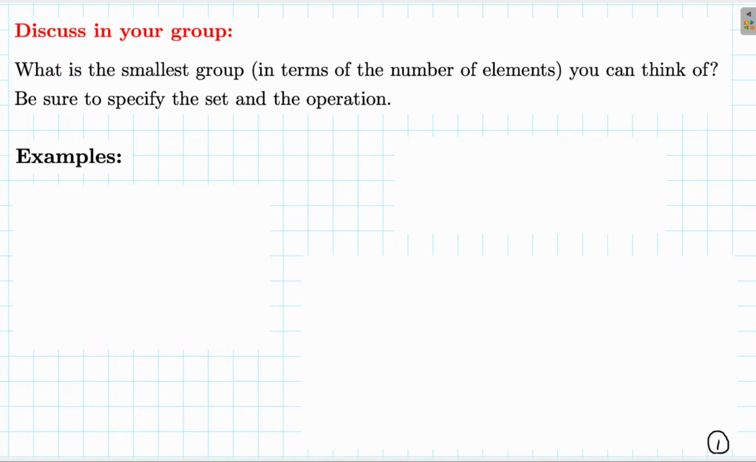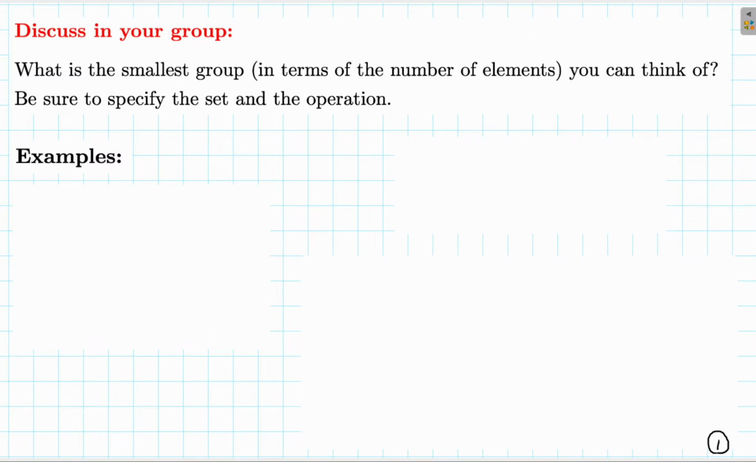To get this lesson started, here is a warm-up problem. What is the smallest group in terms of its number of elements that you can think of? And please be sure to specify both the set and the operation of the group. So pause the video and see if you can come up with one, and we'll go over some of the examples afterwards.